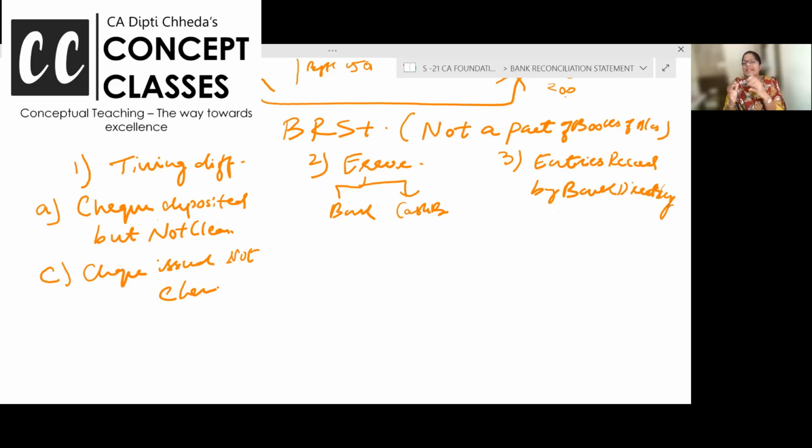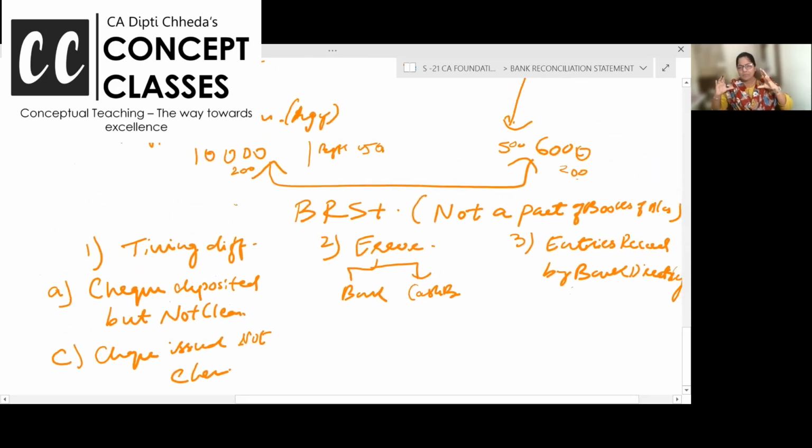Insurance, you know, some standing instructions. Some interest is directly credited into the savings account. I will come to know when I get the statement. SMS charges, locker rent. Basically, these are the differences: timing difference, errors, and entries. I hope I have given you the gist.